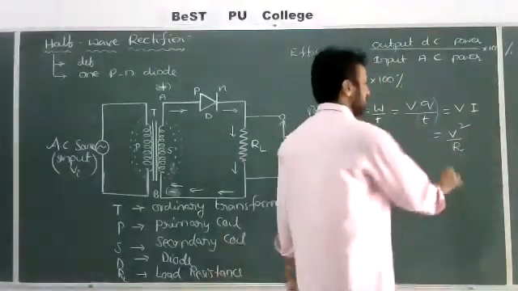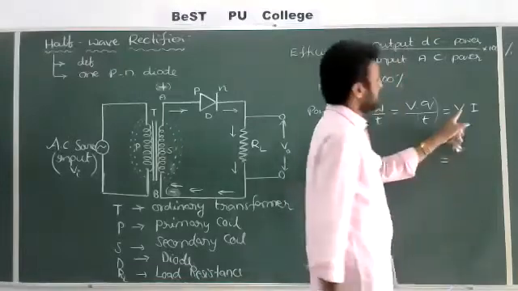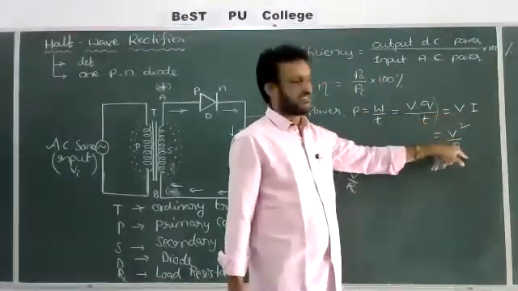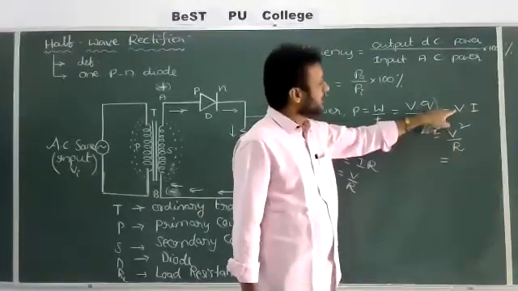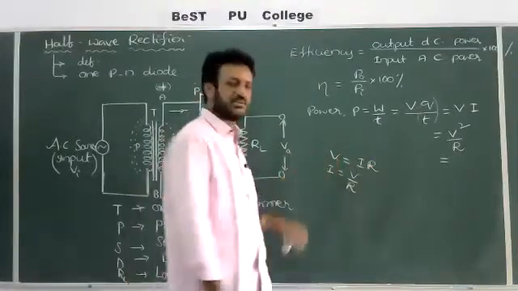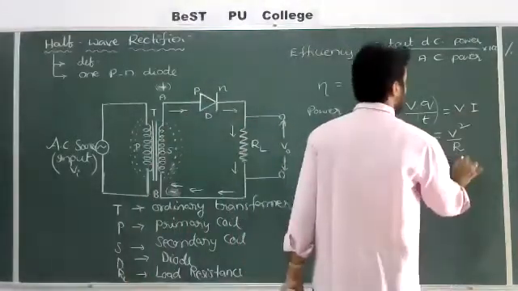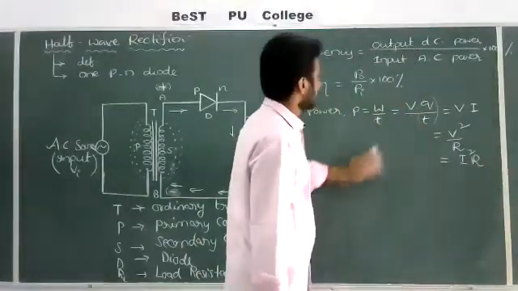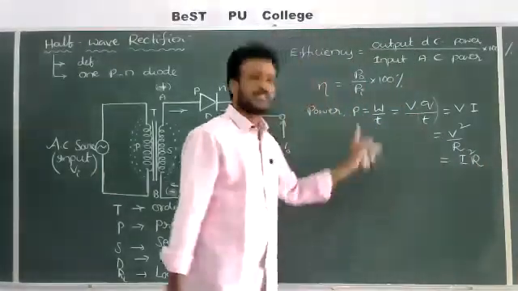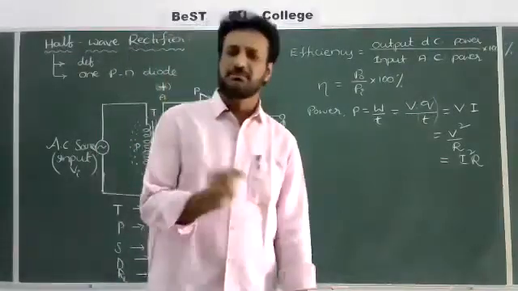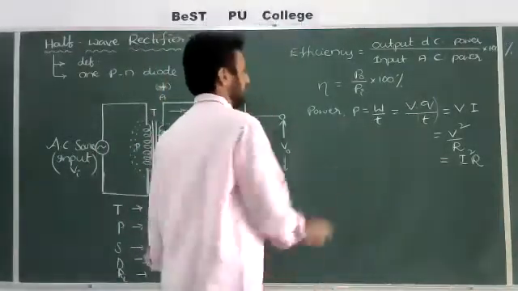Or one more formula: V is the same, but I is equal to V by R. We got V square by R, but in place of V, if I write IR, it is equal to IR into I, which is I square R. So these are various formulae for the power, correct. If your electric current chapter is completed, all these are basics and easy to learn.